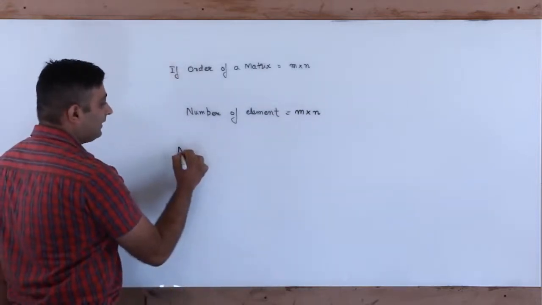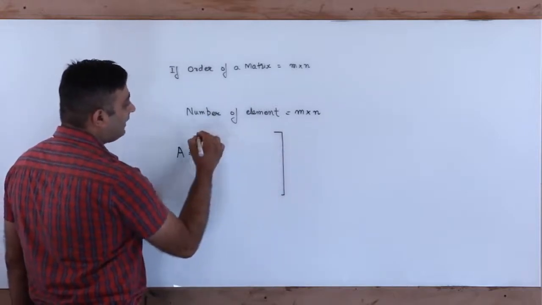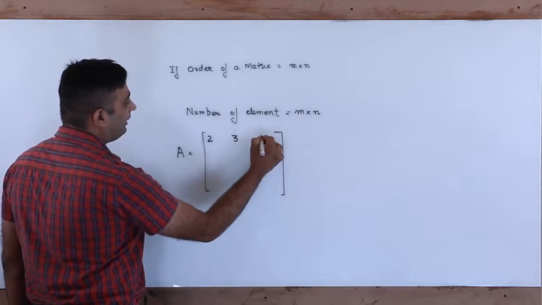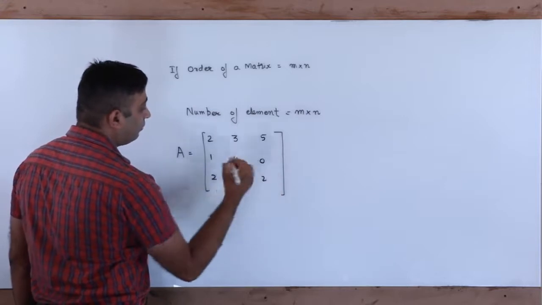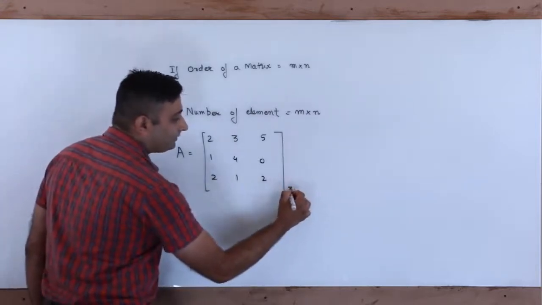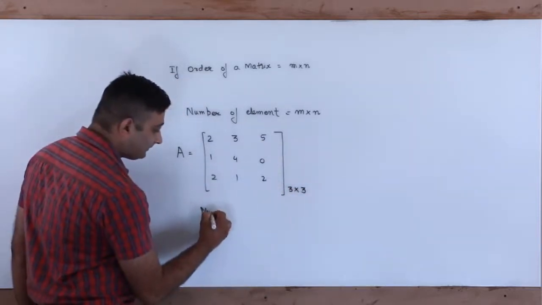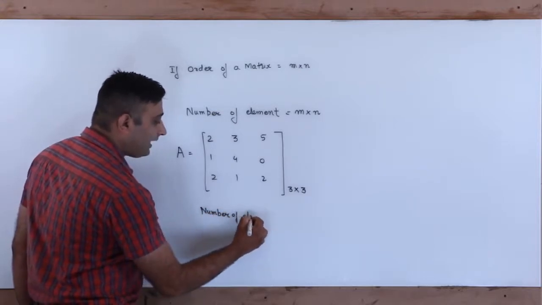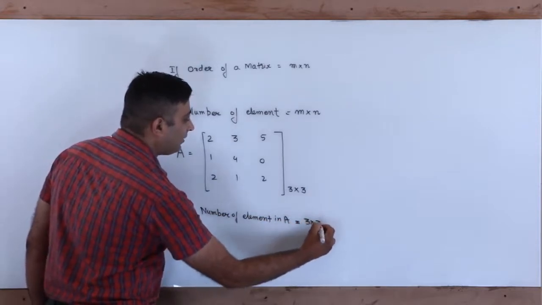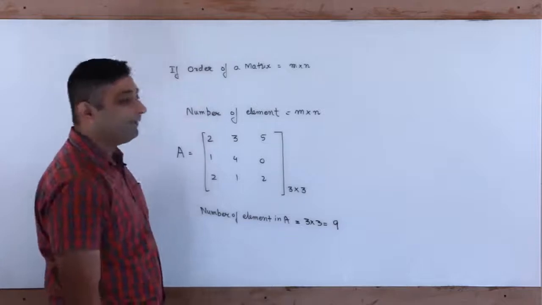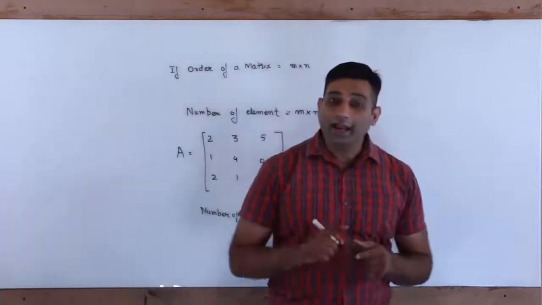Let us take an example. If we have a matrix with a rectangular arrangement with elements 2, 3, 5, 1, 4, 0, 2, 1, 2. We can see that the order of this matrix is 3 by 3. That means the number of elements in A is equal to 3 multiplied by 3, which is equal to 9. Hence, we can always find the number of elements from the order of the matrix, and vice versa.